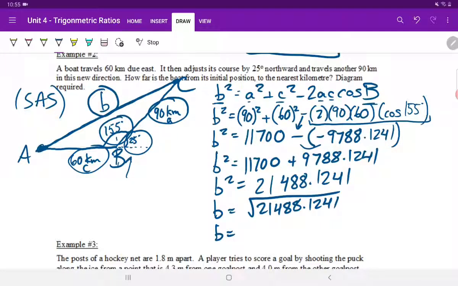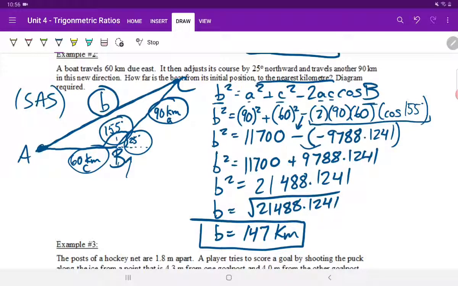And you get, okay, the square root of 21488.1241 is 146 to the nearest kilometer. We actually have to round up because it's 146.6, so we're going to go to 147 kilometers. That's how far apart you are from the starting position. So that's solving for a side.